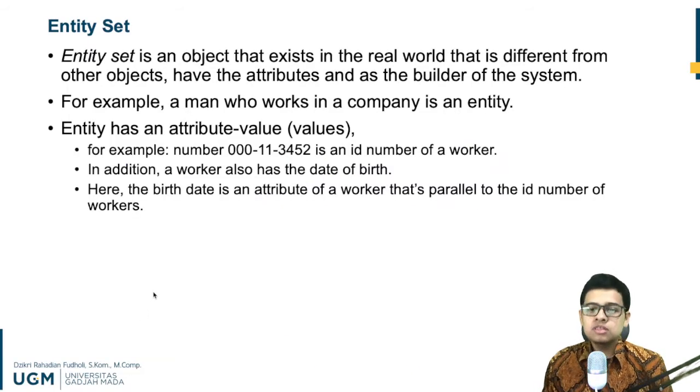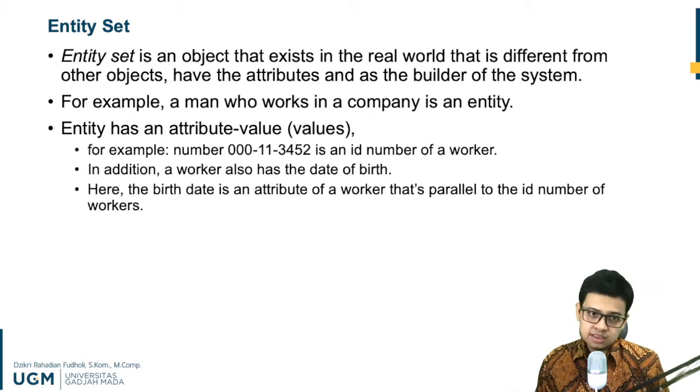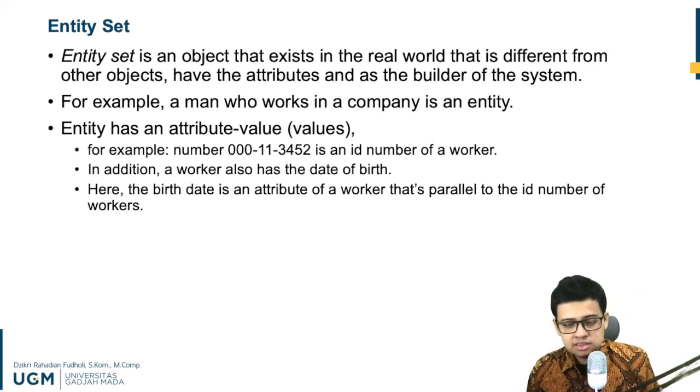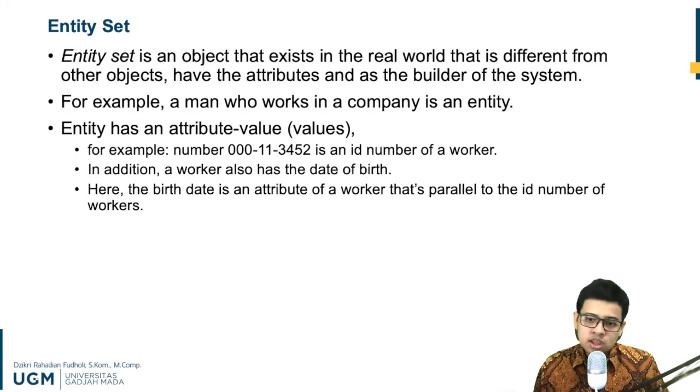First things first, what is an entity set? An entity set is an object that exists in the real world that is different from other objects. It has attributes and acts as the builder of the whole system. For example, we have an entity, a man who works in a company. That's an entity. Me, who works at Universitas Gadjah Mada as a lecturer, that is an entity.